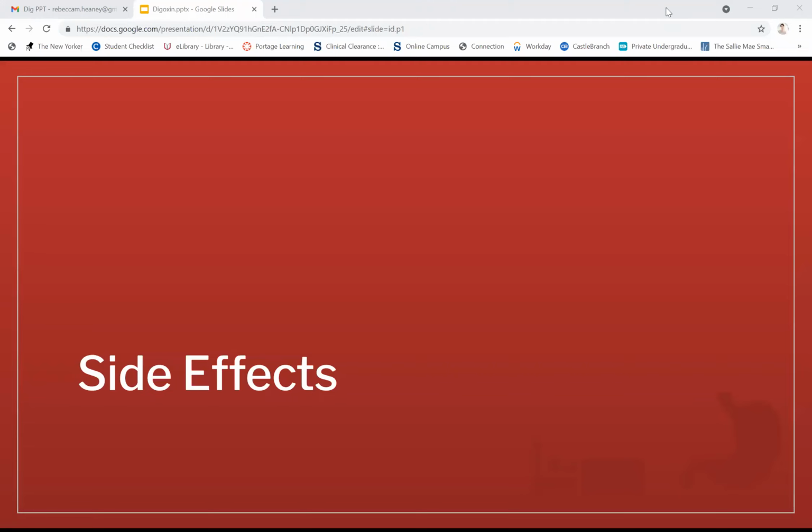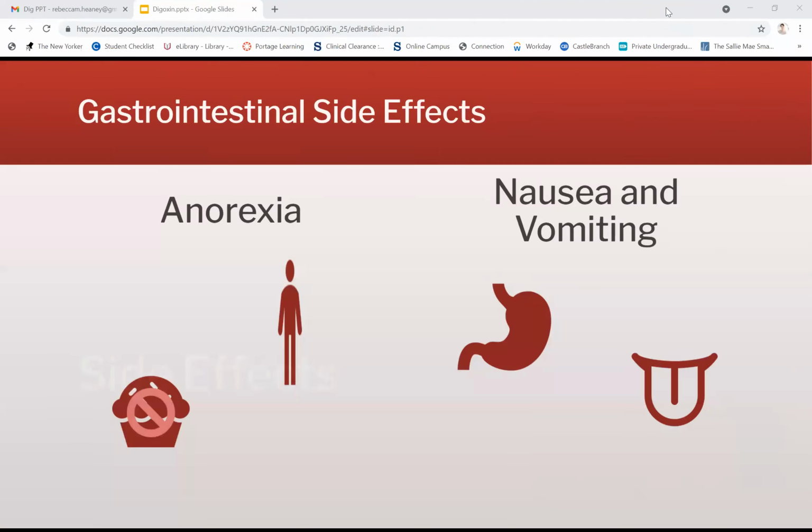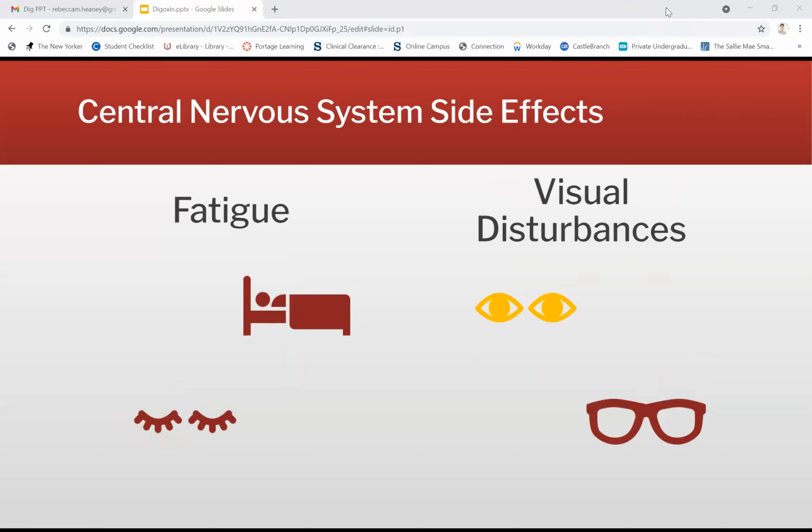Most commonly, there are gastrointestinal and central nervous system side effects. Of the GI side effects, nausea, vomiting, and anorexia are the most common. These side effects are triggered by the stimulation of an area of the medulla known as the chemoreceptor trigger zone. Of the central nervous system side effects, the most common one is fatigue, but patients also experience visual disturbances such as blurry vision, objects appearing darker than they are, halos around things, and a yellow-green tinge to everything.